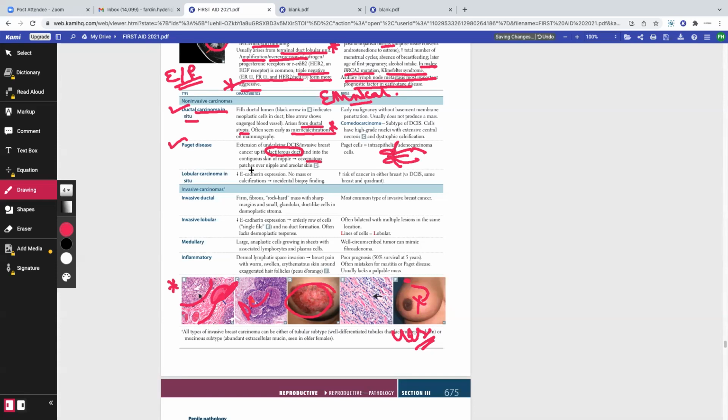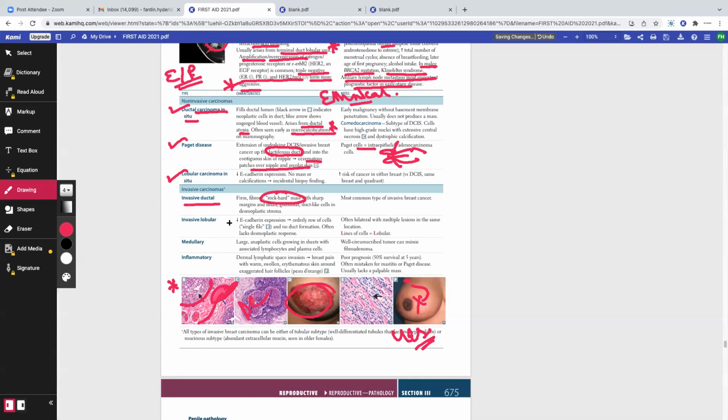So we see eczematous patches over the nipples and the skin. If we do a biopsy, we can get Paget cells, as simple as that. Lobular carcinoma in situ is a carcinoma that is arising from the lobules. There's no mass, and it's an incidental biopsy finding. That's all. Invasive ductal carcinoma is rock hard.